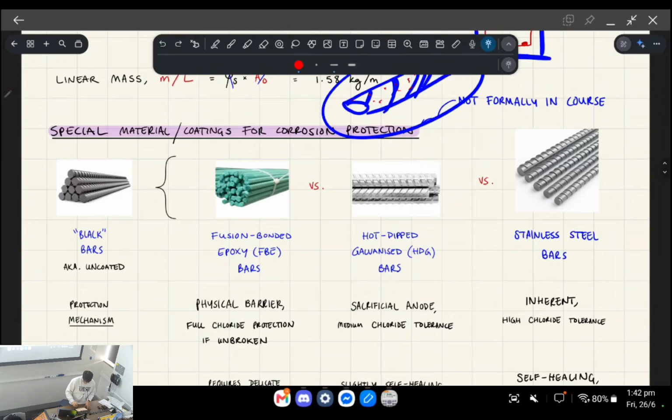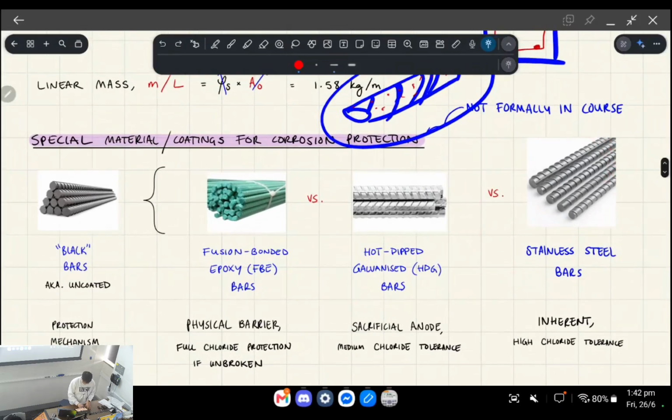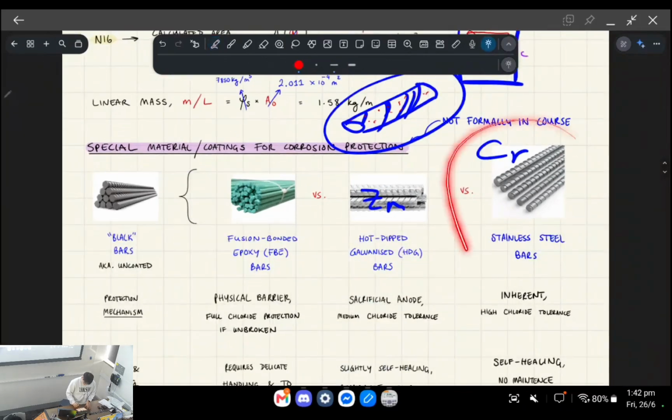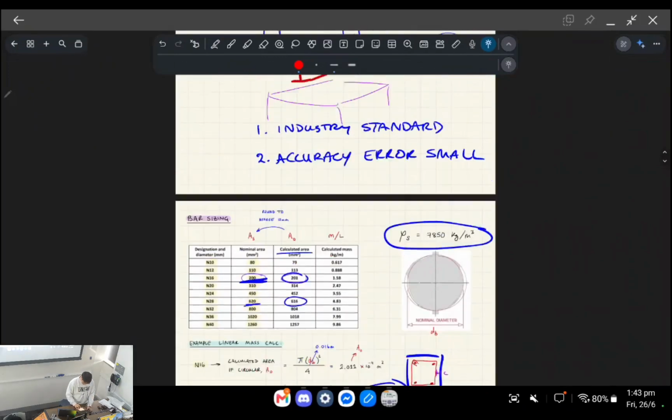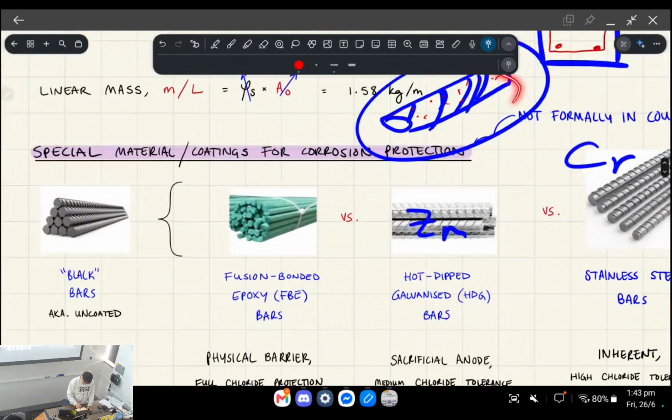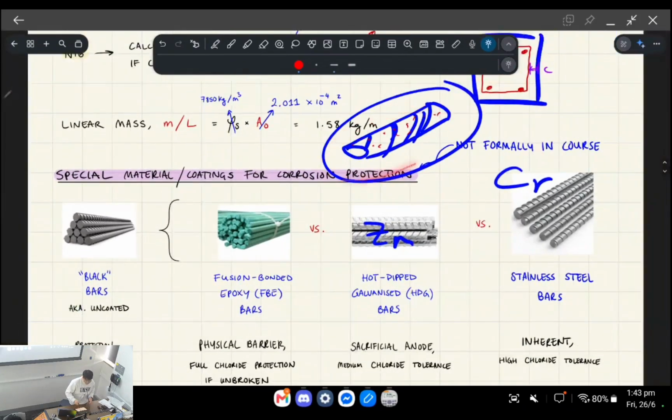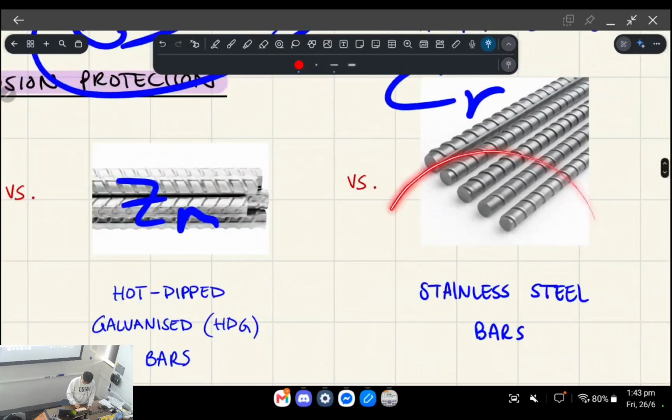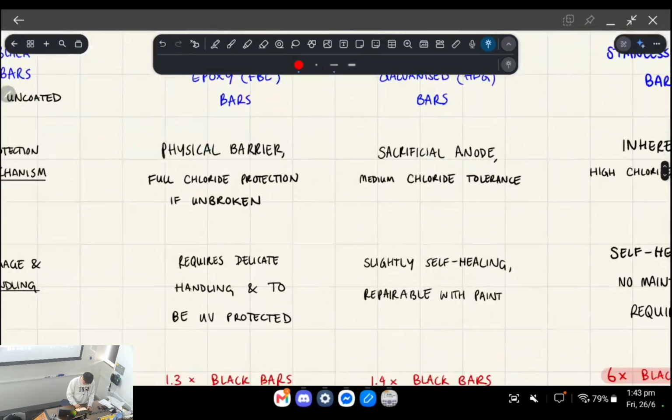The last one is stainless steel bars. Instead of using zinc like galv bars, we use chromium, which I think is Cr. Except this actually changes the steel alloy itself during manufacturing. So instead of making the steel reinforcement and then doing stuff to it, this is part of the liquid metal alloy mix. You infuse it with chromium, and it gives you stainless steel bars. So let's look at the pros and cons.